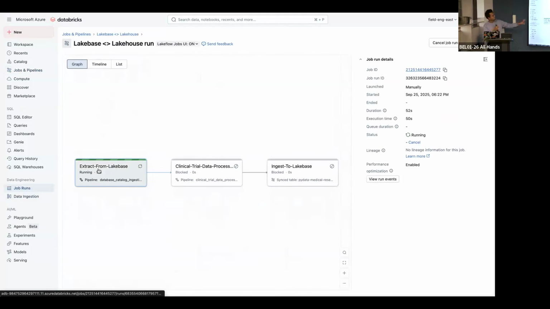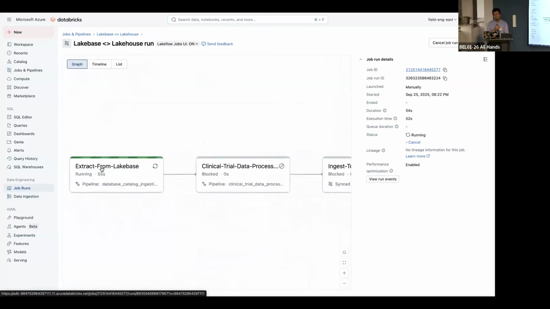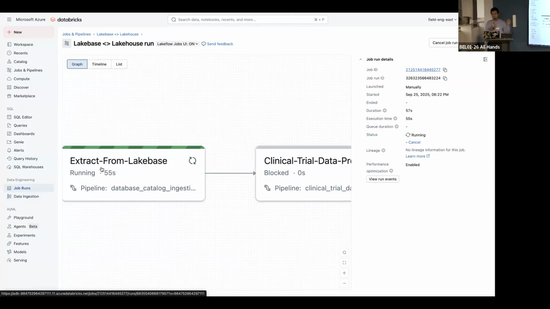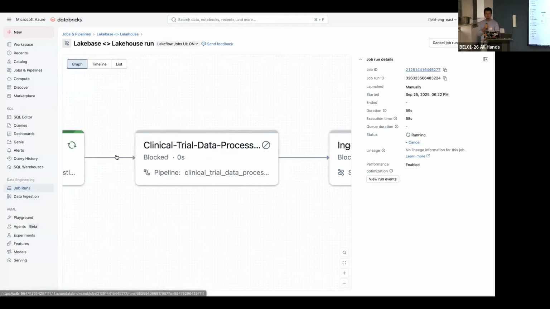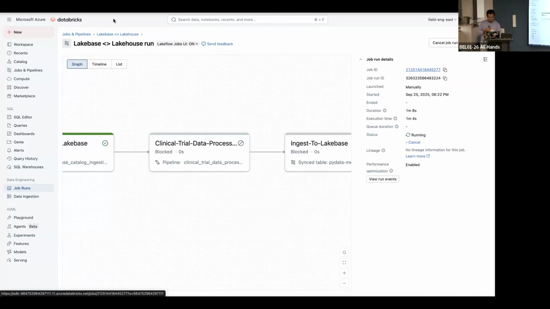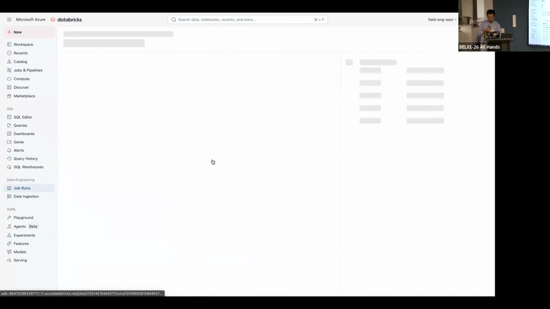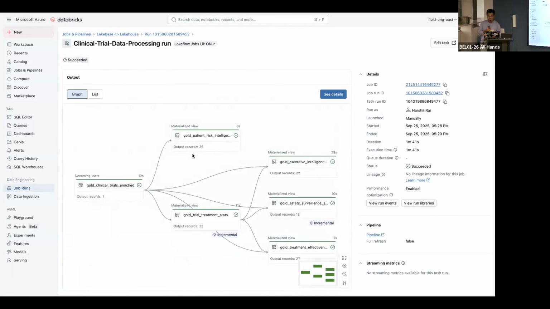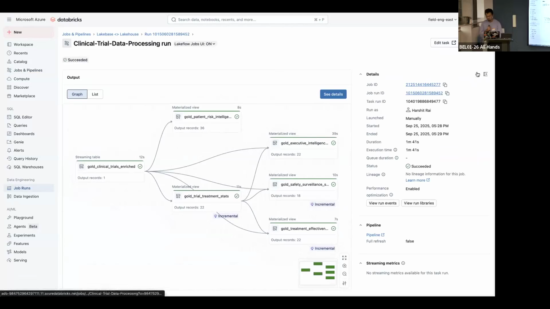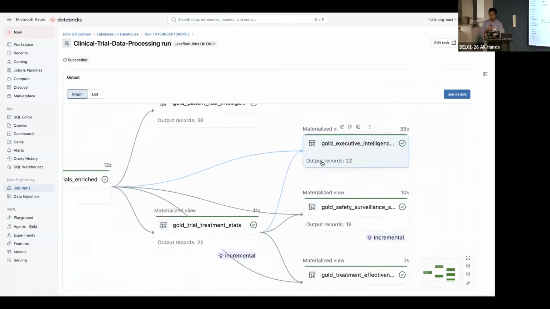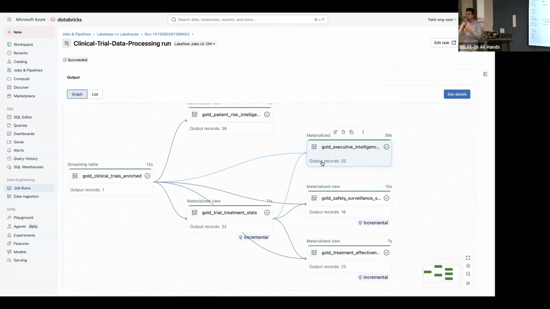You have one step here that says extract from Lakebase. Basically, the data is in the OLTP, and it's being extracted. Next is clinical trial data processing. Now, what is this fancy thing? I will show you from a run that has already completed: this complex workflow. This is not a workflow which I could have just run while getting the data. Maybe I'm running some complex sentiment analysis models and a whole bunch of things. So this is a big workflow that I'm running.